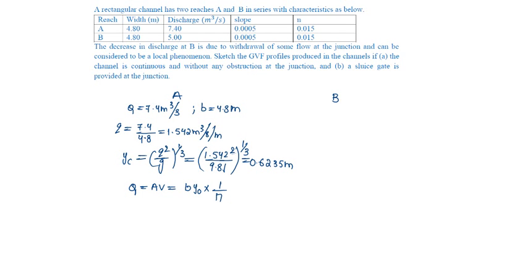by Manning's formula, 1 by n R power 2 by 3. R is A by P, that is b into y naught by perimeter, which is 2b plus 2 into y naught, whole power 2 by 3 into S naught to the power of 1 by 2.